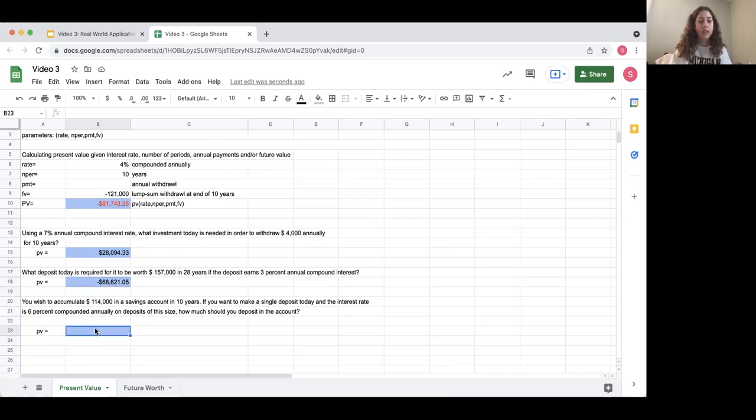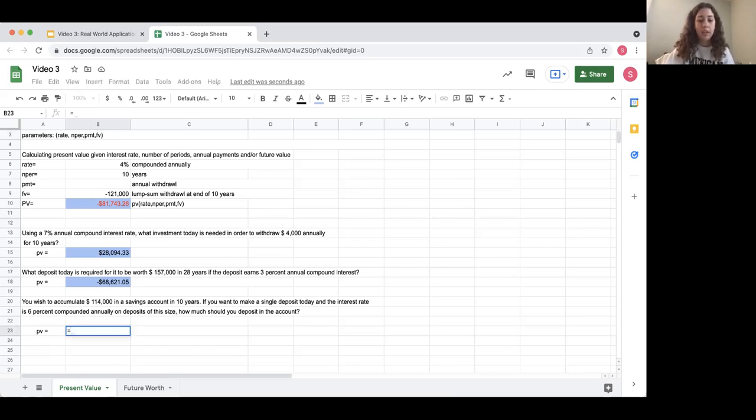And then this last question: you wish to accumulate 114,000 in a savings account in 10 years. So that's your final value and your period. If you want to make a single deposit today and the interest rate is 6% compounded annually, how much do you deposit?